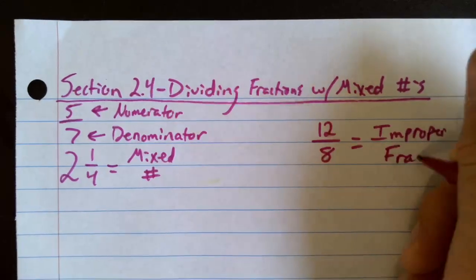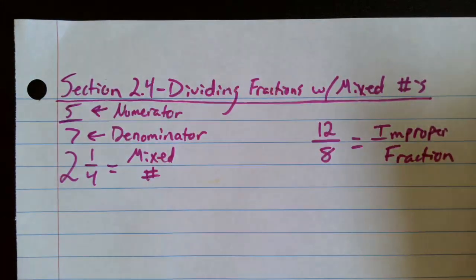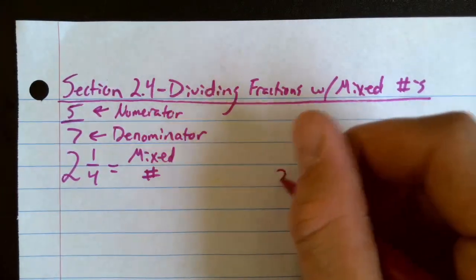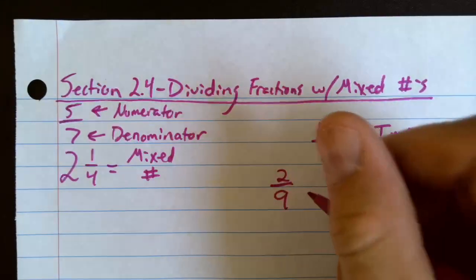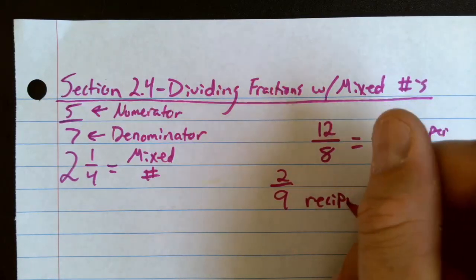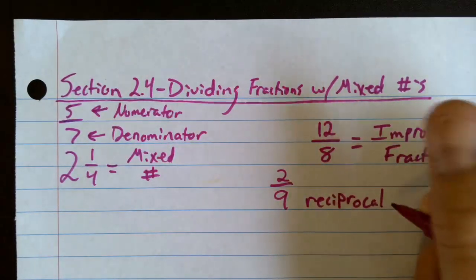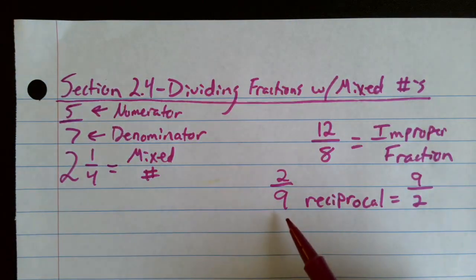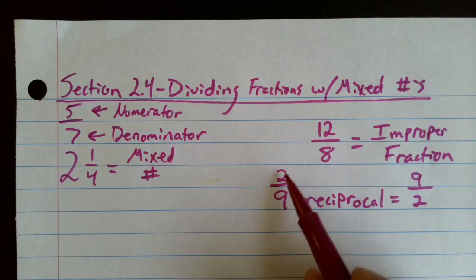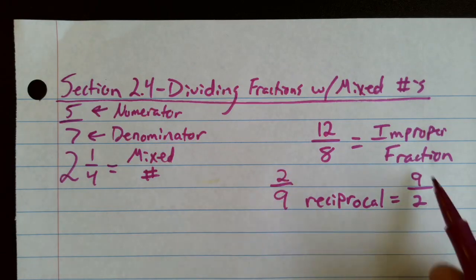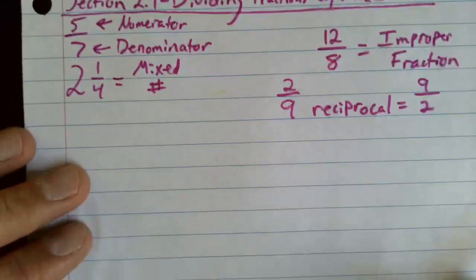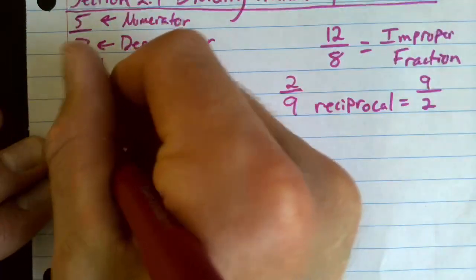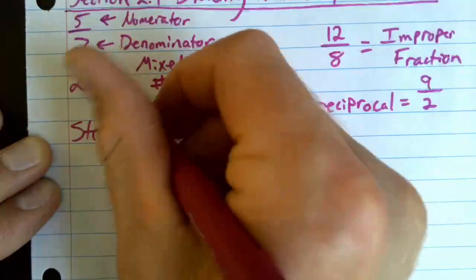All right? And our fourth key component in dividing fractions are reciprocals. So we know that 2 over 9 has a reciprocal, it's a cool word, as 9 over 2. Our 9 is now our numerator, and our 2 is now our denominator. That's called our reciprocal. So using these four key components, we know that there are 3 easy steps to divide fractions with mixed numbers.